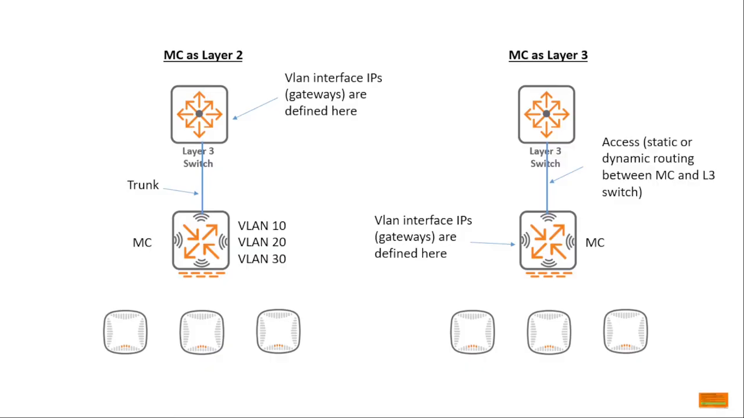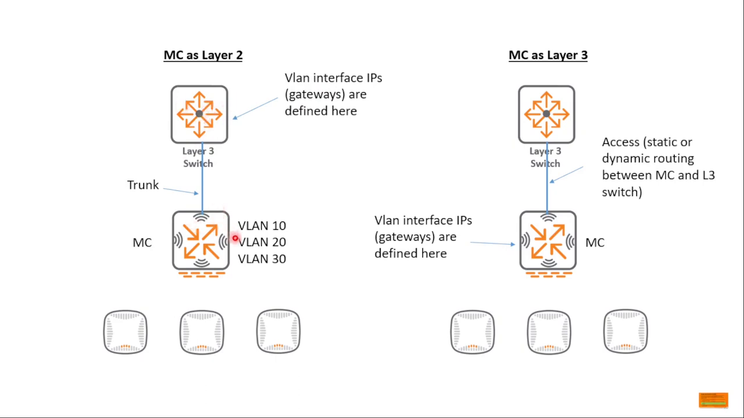Look at the picture. Now here you can see a mobility controller as layer 2. So we are defining our VLANs in the mobility controller, and those VLANs are transported to the layer 3 core switch via this trunk. And all these VLAN interfaces, switch virtual interfaces, are defined in this core switch. So the gateway IPs are here.